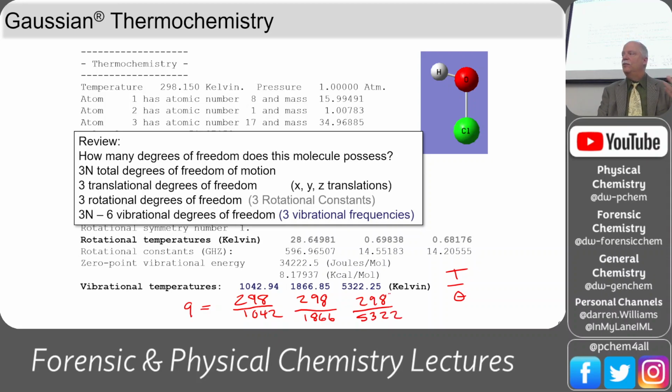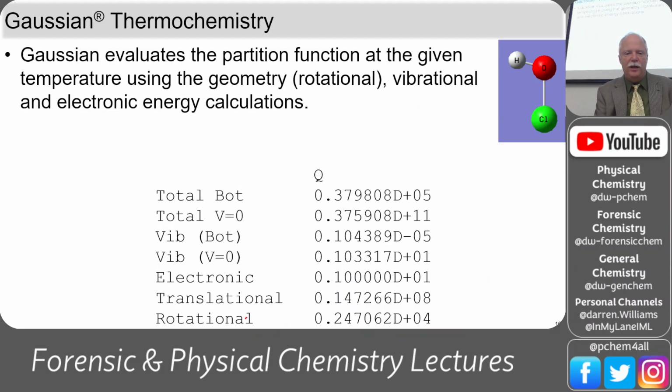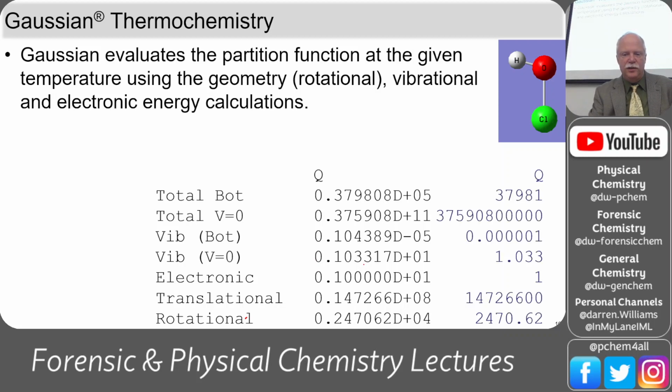So our Qs are really small. If they ever get down to less than 1, they're essentially 1. So they're actually 1. We can look at our output from Gaussian, and we can see that the vibrational partition function is very close to 1. There may be slight excitation in the vibration, the bending mode.